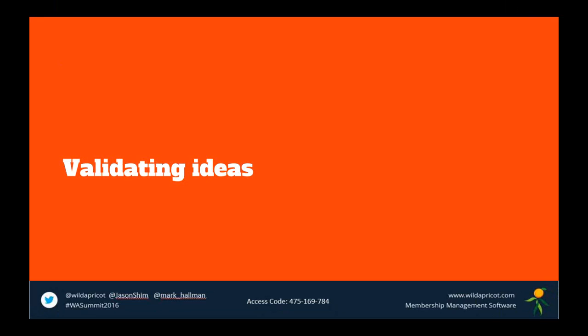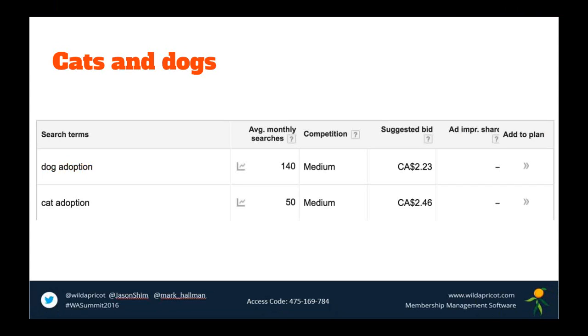And we also talk about validating ideas. An example would be cats or dogs. What's more important for an organization to advertise, cats or dogs? Now, obviously, a humane society wouldn't just focus on one, so this is an example. But we make assumptions, and then we can go back and test. So if we tested for the search terms dog adoption and cat adoption, we can see in our geographic area dogs outnumber cats almost 3 to 1. There's medium competition, and it shows our suggested bids. So we're able to define some actual results here versus making assumptions.